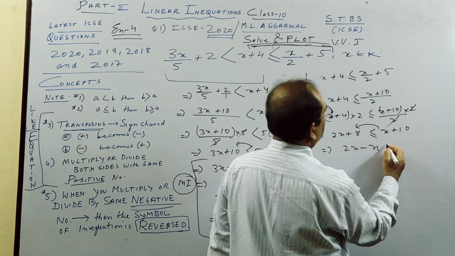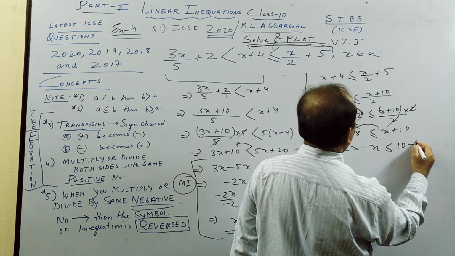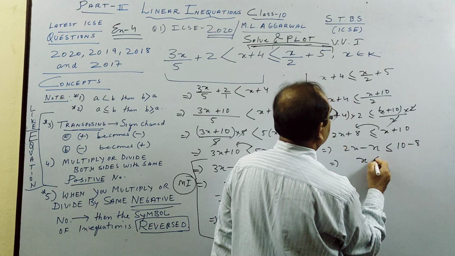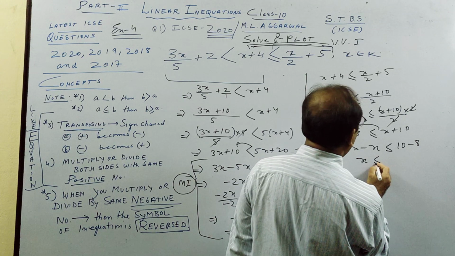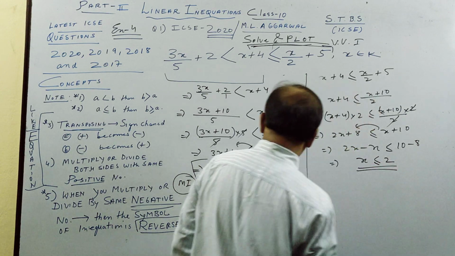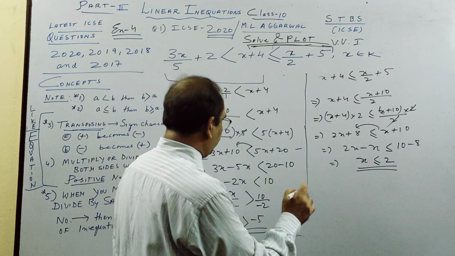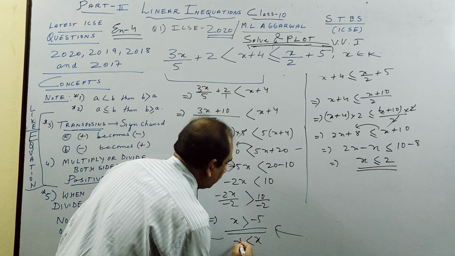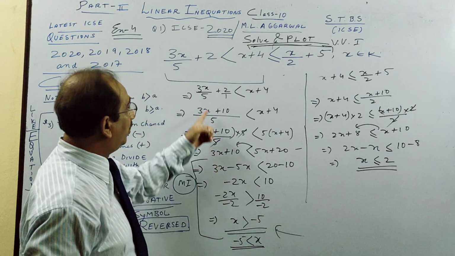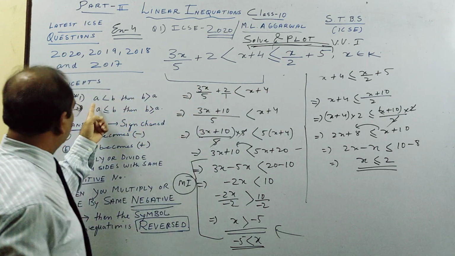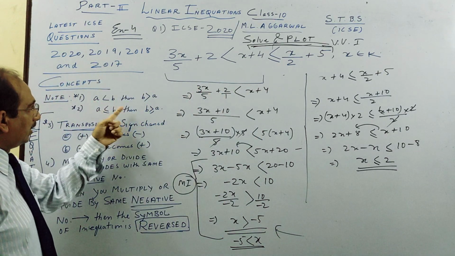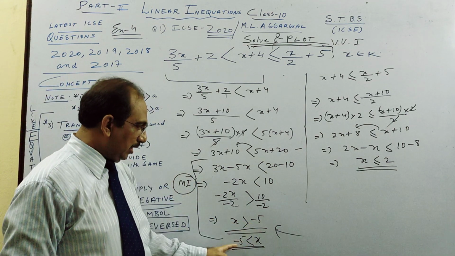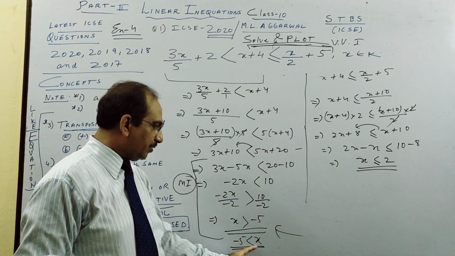Minus becomes plus. 10 minus 8. x is less than or equal to 2. Now we have x is greater than minus 5. So when you write them together, this can be written as x is greater than minus 5. Same thing, the first rule that I wrote: if x is greater than minus 5, then minus 5 is less than x.